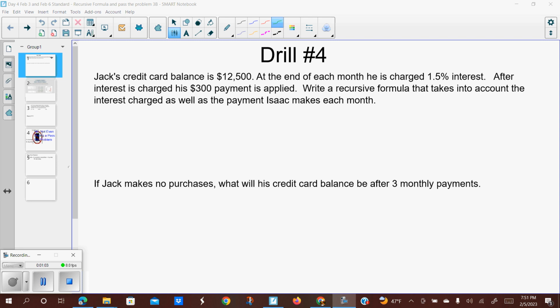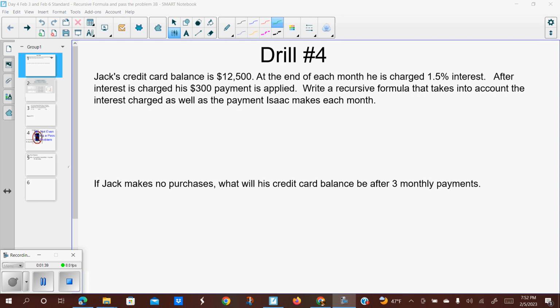But in order to actually understand the problem, and that's probably the hardest part about this, you really do have to have an understanding of what's going on. So let's take a look at this. It says Jack's credit card balance is $12,500. What that really means is that Jack has gone out and bought a whole bunch of stuff, whatever it is, and he owes the credit card company $12,500. So that's how much his debt is.